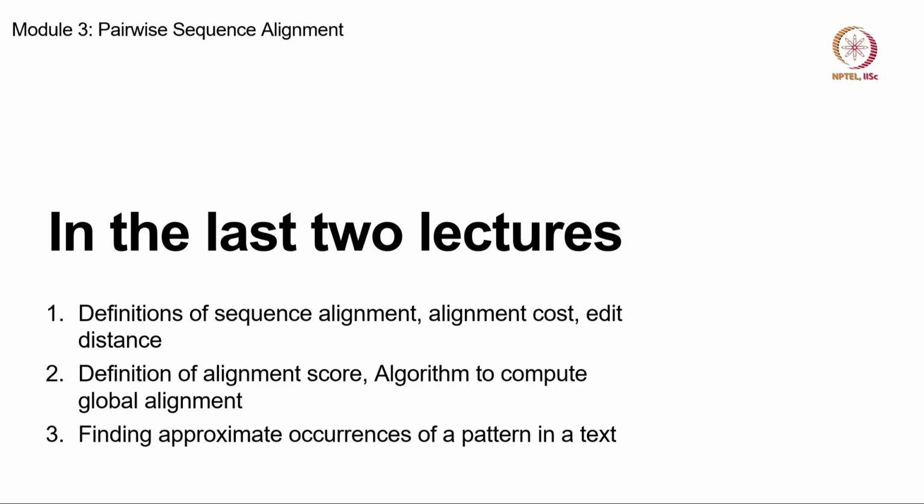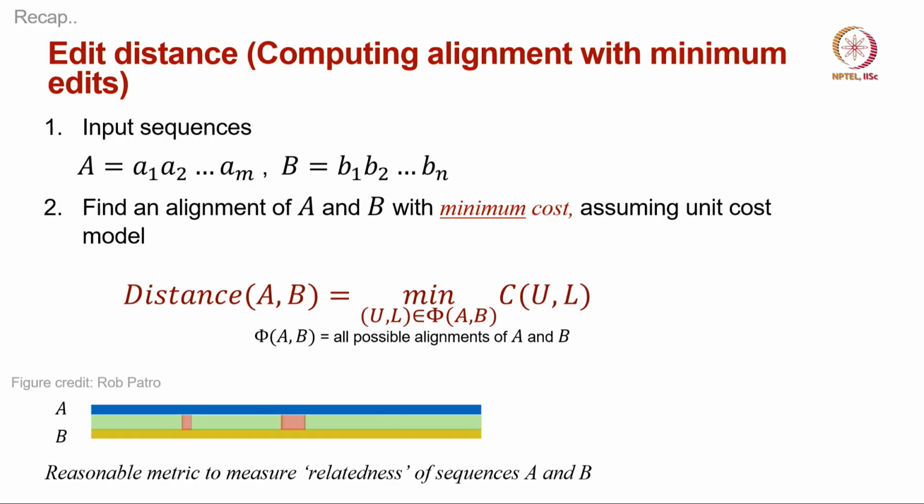Okay, welcome back. In this lecture, we are going to look at an important alignment algorithm which is known as local alignment. So, let us get started. Over the last two lectures, we have looked at the definition of sequence alignment, what alignment cost means, what edit distance means, what is alignment score, and also algorithm to compute global alignment. We have also looked at finding approximate occurrences of a pattern in a text. We will continue this discussion.